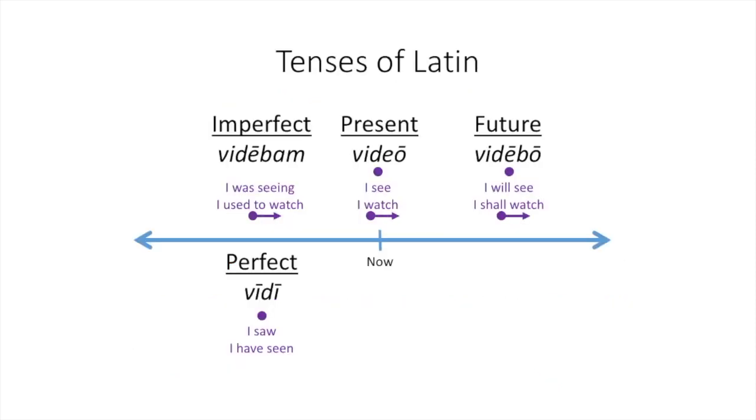Now, it's time for our final tense, the future tense. This is something that happens in the future. So I will see the upcoming film, or I shall watch the new season of this television show, or I will see the game.